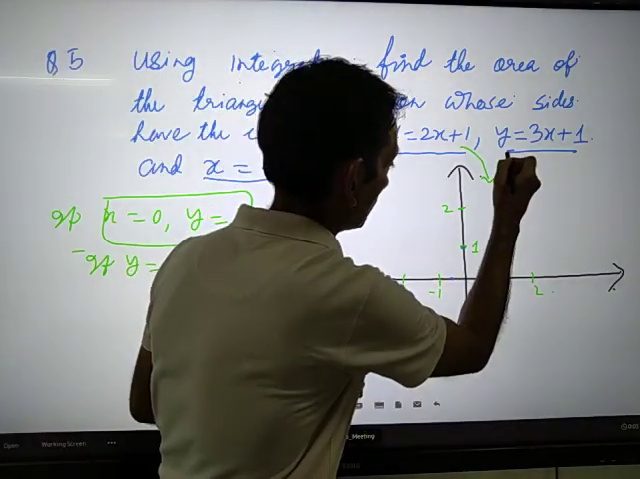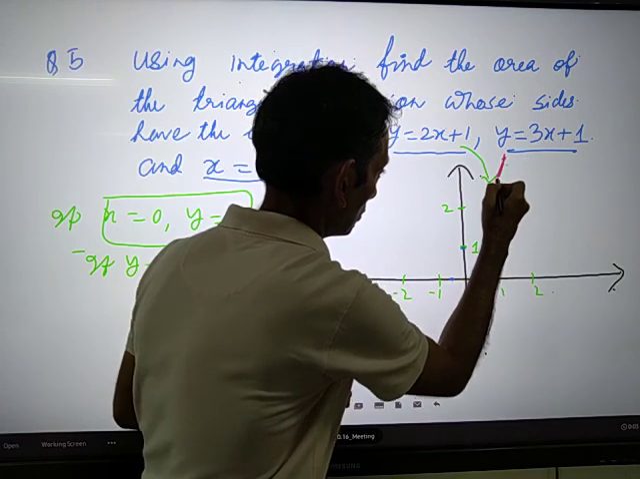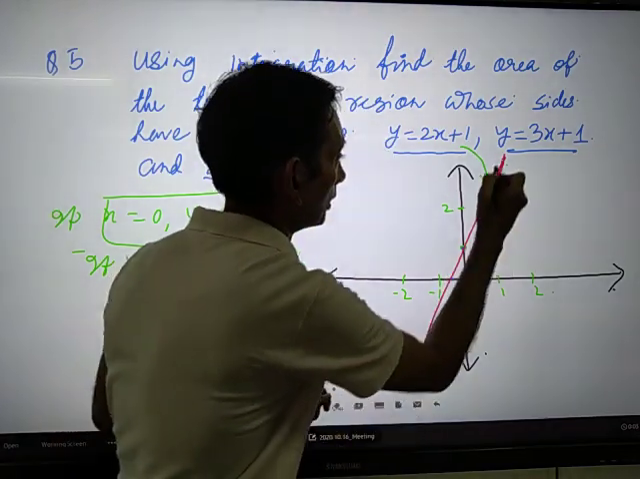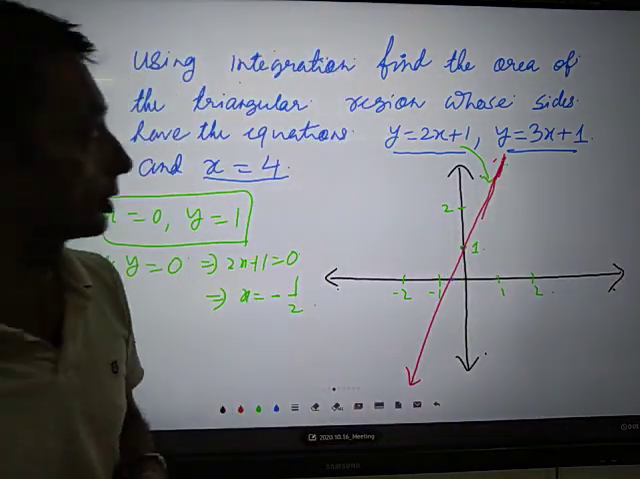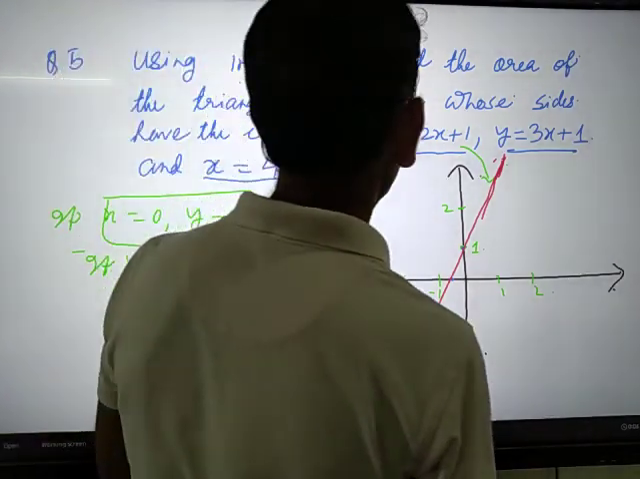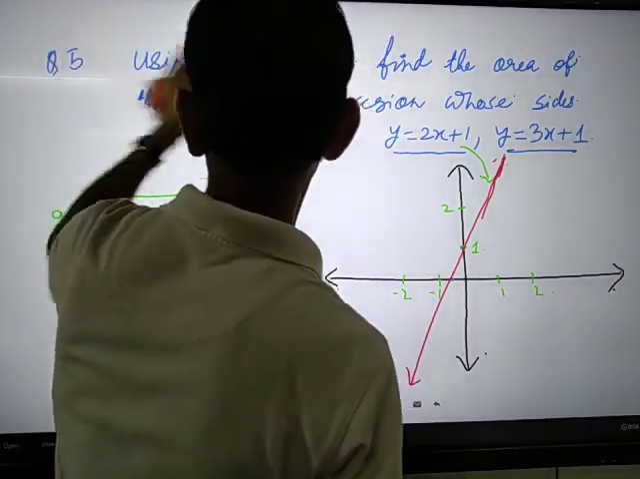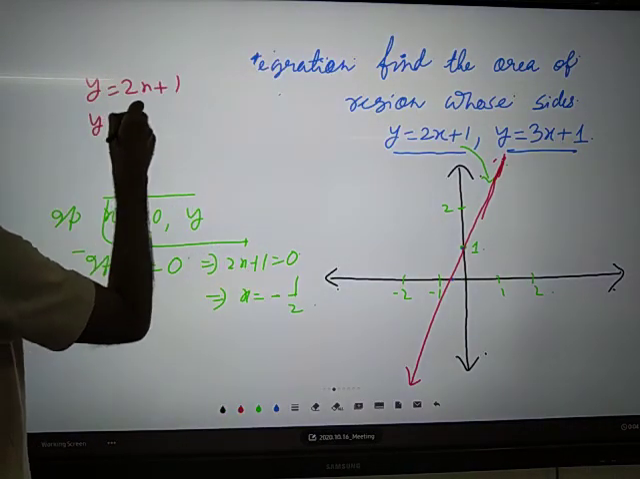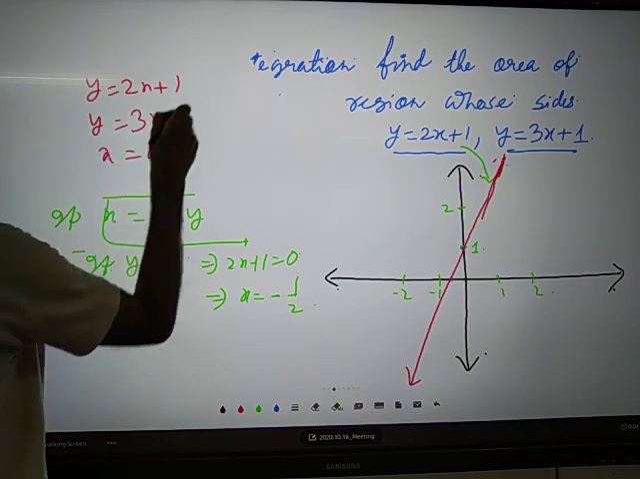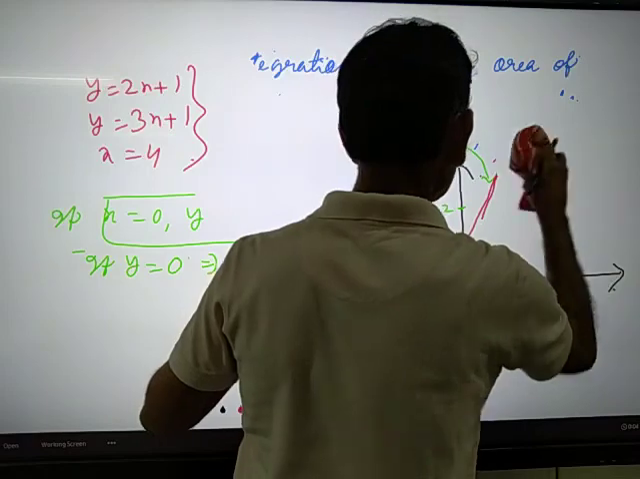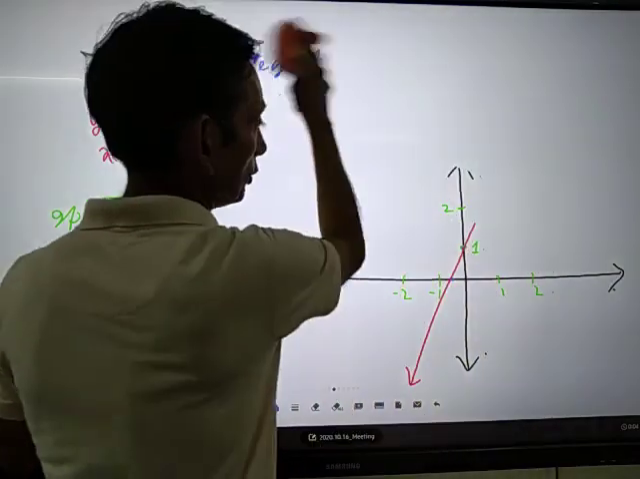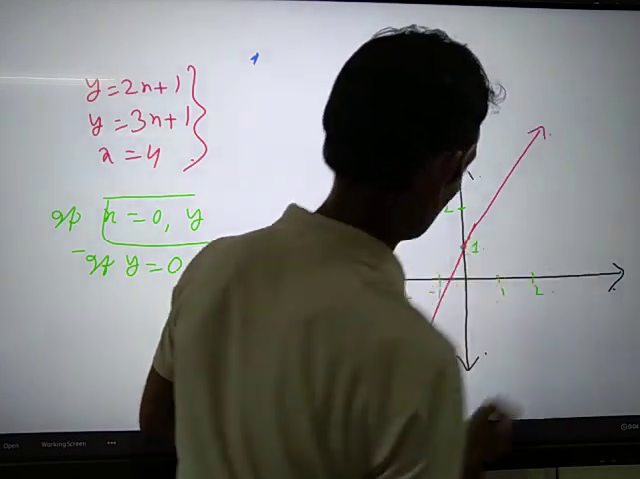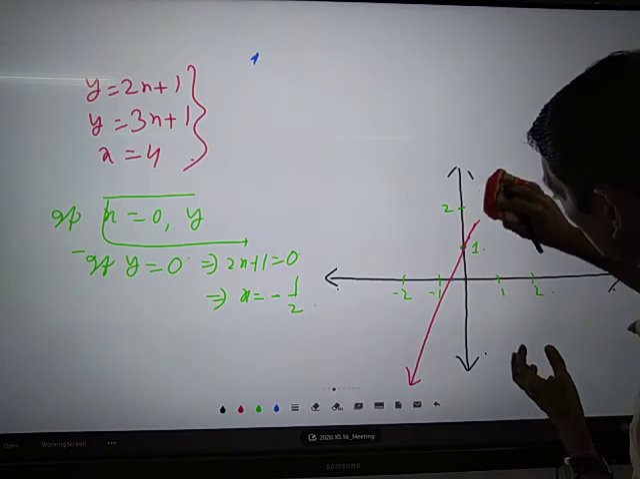So if you draw the line, okay, we'll write the equation of the lines: y is equal to twice x plus 1, y is equal to 3x plus 1, and x is equal to 4. These are the lines. So we can use this space now.